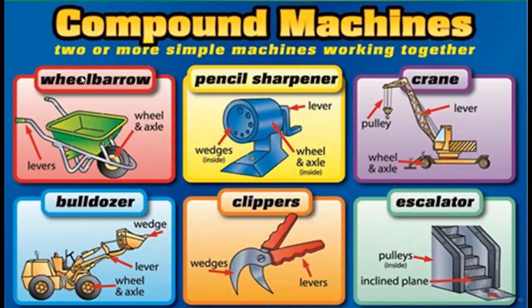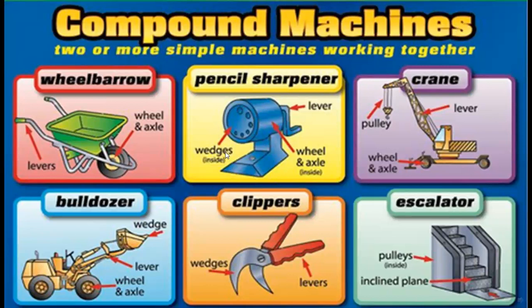Compound machines: two or more simple machines working together. When two or more simple machines work together, they are called a compound machine. See in this picture, the wheelbarrow: the wheel and axle is there, the lever is there. So two or more simple machines working together are called a compound machine.